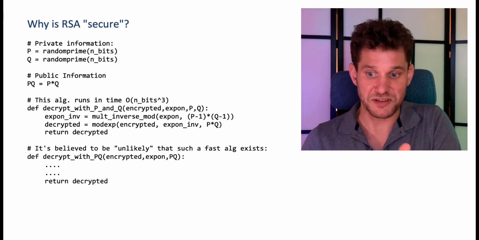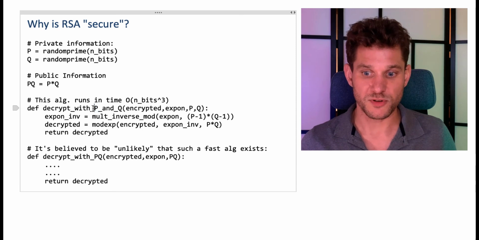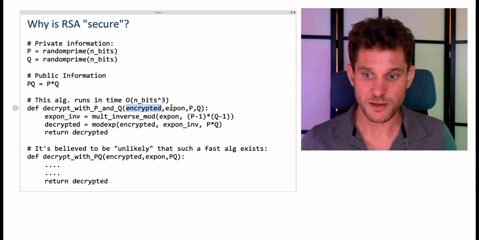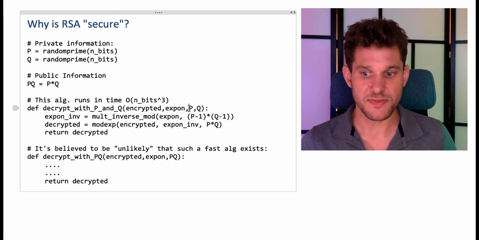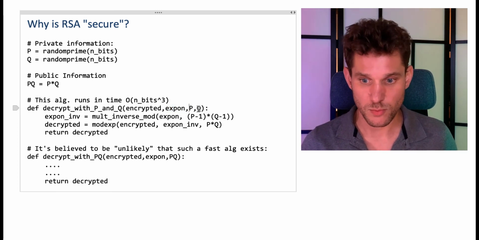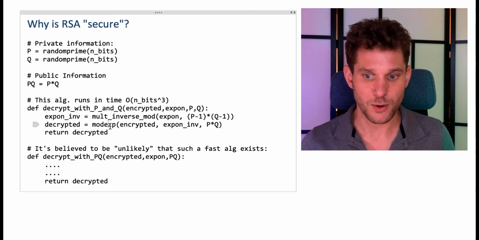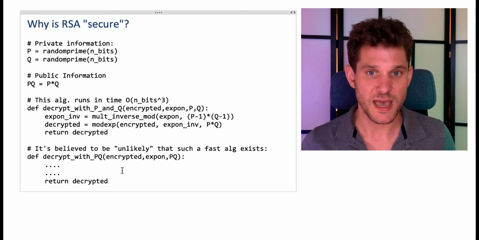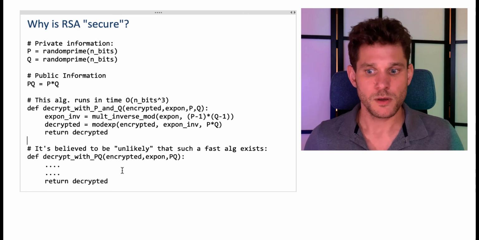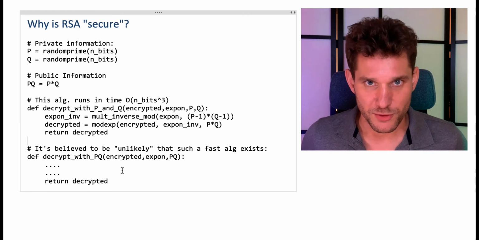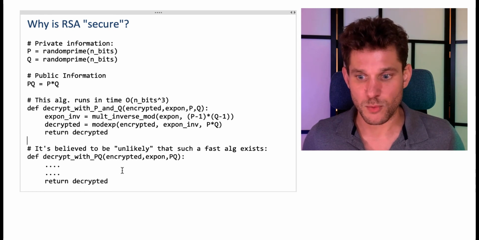Now notice that we have this very simple algorithm for decryption. If you know P and Q, the receiver, having received the message, can take the exponent, which was published as part of the public key, and the primes P and Q, and can just run the multiplicative inverse algorithm and the mod exp algorithm. Both of these take on the order of n cubed time, where n is the number of bits of these primes. So we have this efficient algorithm knowing P and Q, but let's say that you didn't know P and Q and you only knew P times Q.